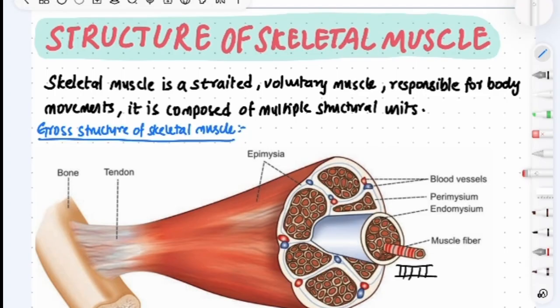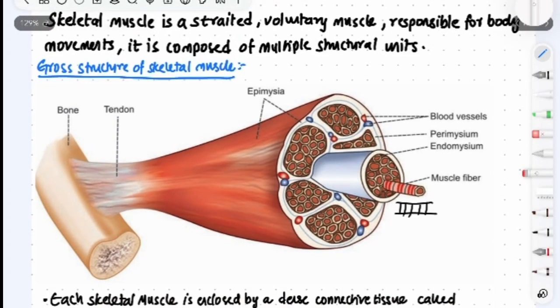In today's video, we are going to talk about the structure of skeletal muscle. So, we know that skeletal muscle is a voluntary muscle and it is responsible for the body movements, and the skeletal muscle is composed of multiple structural units. Now, we will go into the details.